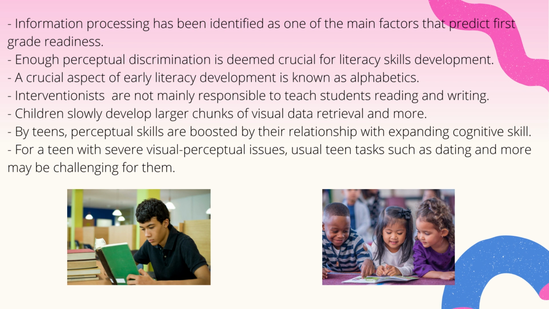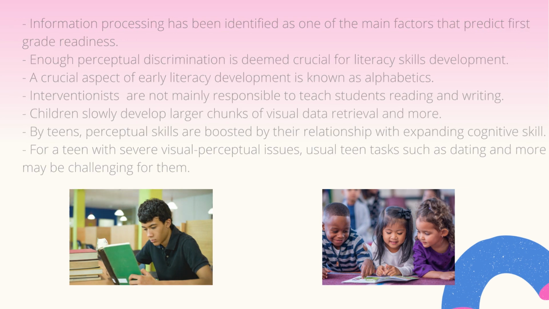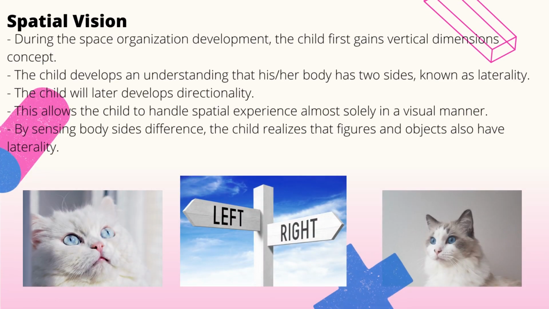Children slowly develop larger chunks of visual data retrieval. By the time they become teenagers, perceptual skills are boosted by their relationship with expanding cognitive skills. Hence teens can imagine, create and construct complex forms. For a teen with severe visual perceptual problems, usual teenager tasks such as dating, driving a car and more, or what teenagers do, like playing with a cat or dog, may be challenging for them.